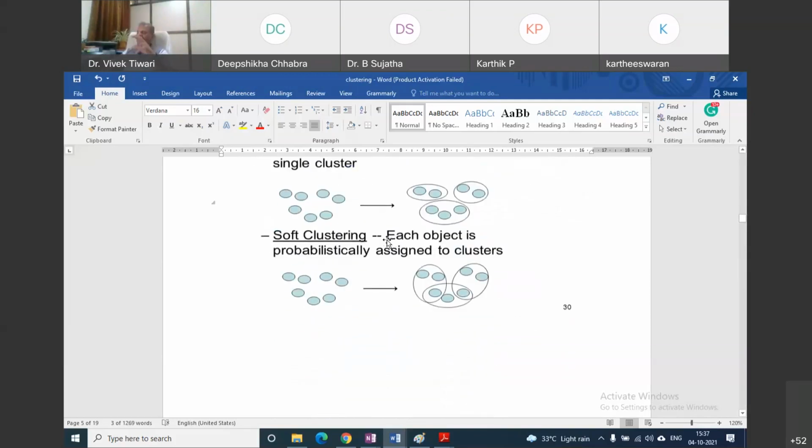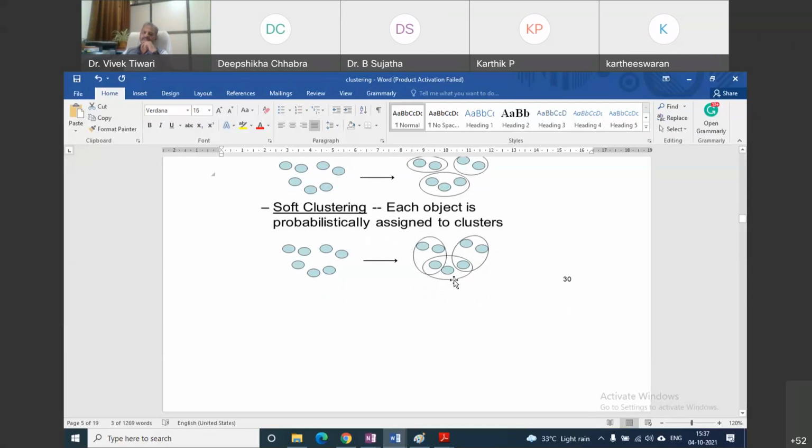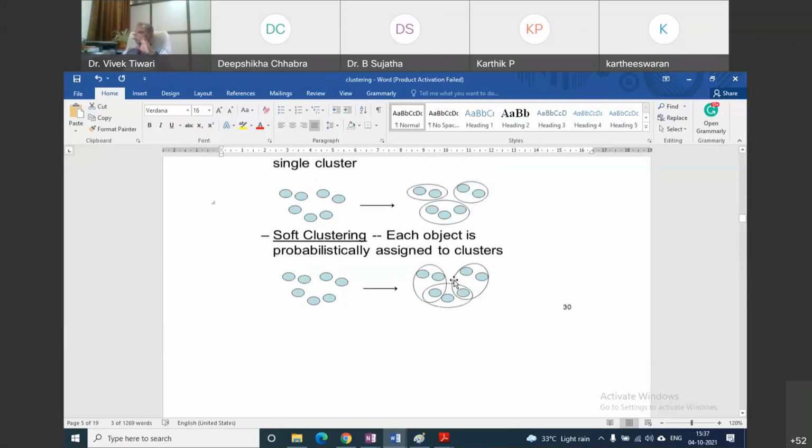I can visualize this concept here. Suppose these are the data points given to you, and you have created three clusters. These are the three clusters where the data points are very cleanly and completely part of one cluster, not shared by another cluster. In soft clustering, what happens? You can see some of the data points are shared by multiple clusters. So this thing is clear.